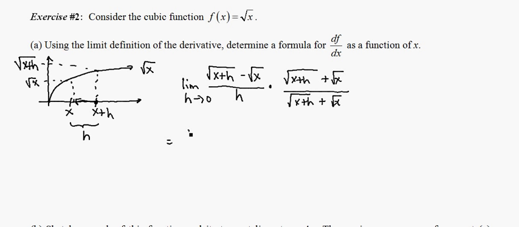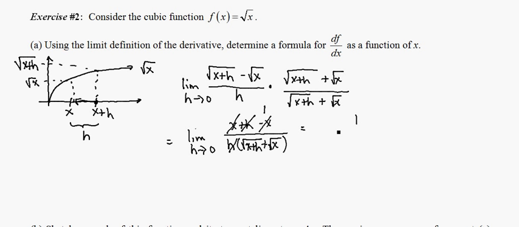Let's keep doing this. Remember, we really want that h to cancel in the denominator. The numerator is going to become x plus h minus x, all divided by h times the square root of x plus h plus the square root of x. Be good about your parentheses use here. Watch what happens. x minus x leaves us with an h dividing an h and a 1 in the numerator.